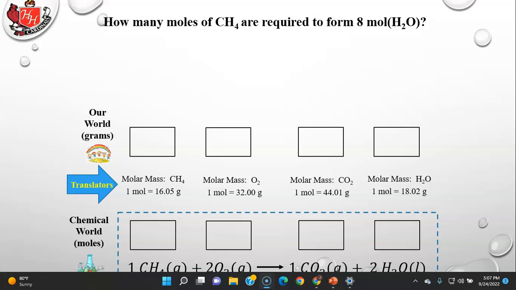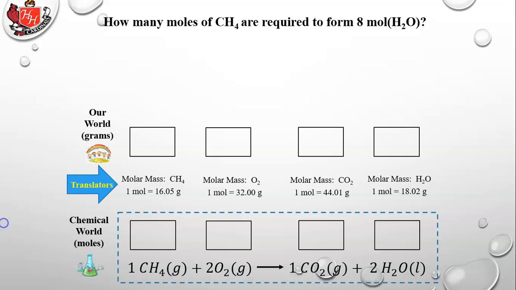Okay, so what we want to do is find out what are we looking for. Read the first 5 words. How many moles of CH4? So we're looking for moles of CH4. You're going to put a question mark down there in the moles row, that's in chemical world, where the chemical equation is, right above CH4. And then it says is required to form 8 moles of H2O.